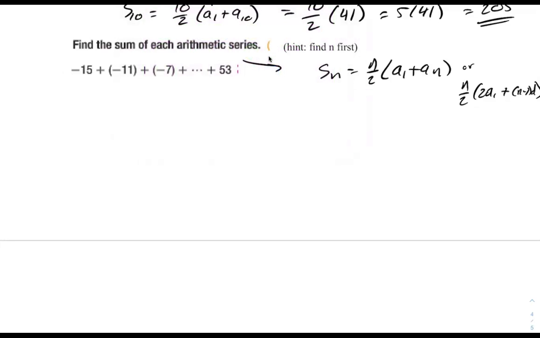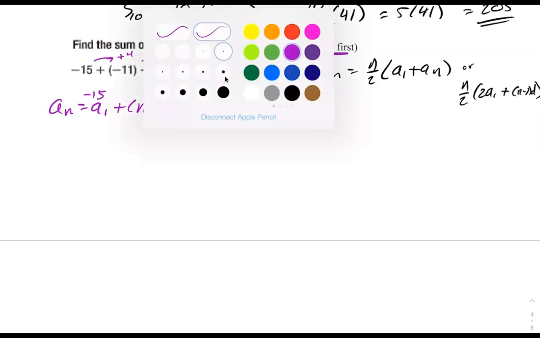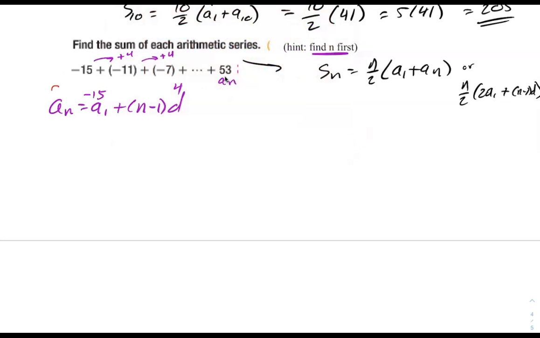Remember what I always say, if something's missing, go back to the general term formula and plug in what you know. So for an arithmetic sequence, that is this formula. I know we've been doing geometric, but this is an arithmetic sequence one. Then plug in what we know. I know the first term is negative 15. I don't know what n is. I do know what d is. d is, what are we adding every single time? 4. 4 plus 4 plus 4. And then I know what an is. An is always the last term. So an is that. So this is 53.